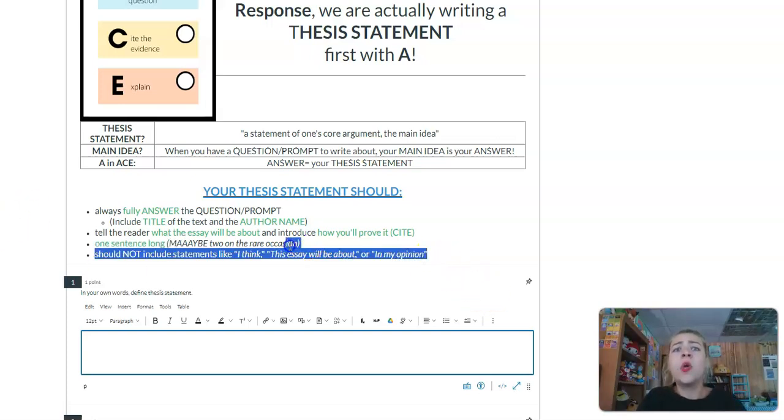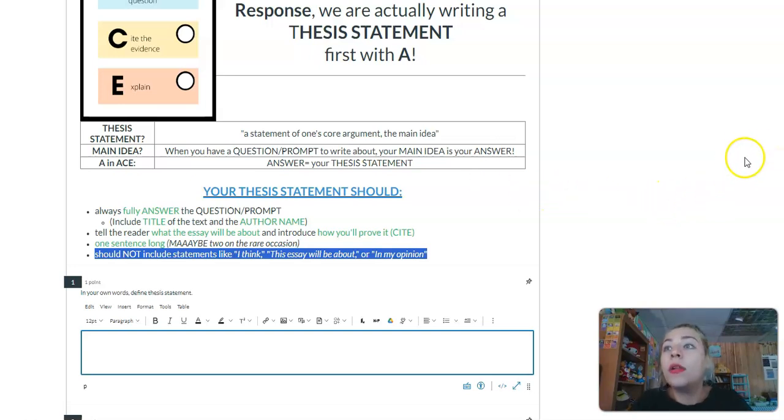And just make sure when you write a thesis statement or an answer, don't put statements like I think, or this essay will be about, or in my opinion. We don't look as professional. When you answer a question, we're going to say it with confidence because it's the right answer. As long as you have text evidence, it's always going to be the right answer.